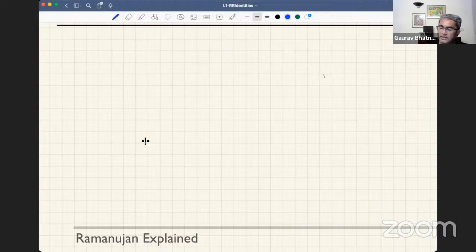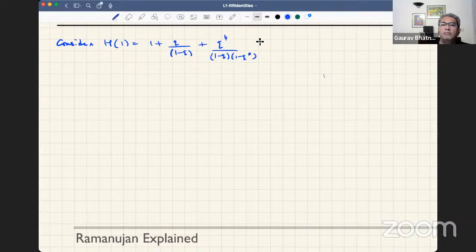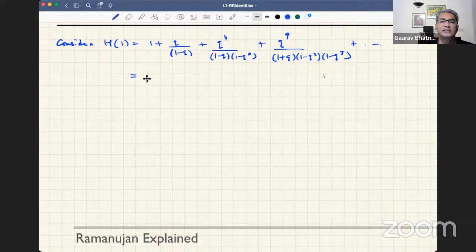So we consider h of 1, which is 1 plus q raised to power 1 over 1 minus q, plus q to the 4 over 1 minus q times 1 minus q squared, plus q raised to power 9, plus whatever. If I expand 1 over 1 minus q as a power series, I will get 1 plus q plus higher powers. So I get 1 plus q plus higher powers.